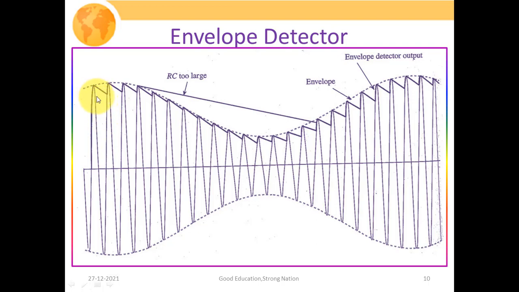Or we could say that when the capacitor voltage is larger than the incoming envelope signal, the capacitor will start discharging through that resistor, or you could say the bleeding resistor R. So this is your discharging cycle. Then again when the diode starts conducting, it will charge, then discharge, again charge and discharge. So we are getting this sawtooth sort of waveform as the outcome of the envelope detector.